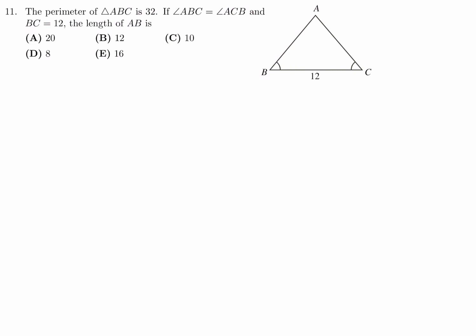The perimeter of ABC is 32, angle ABC equals angle ACB, and BC is 12. The length of AB is. This angle is the same as that angle, and therefore that side will be the same as that side, making that an isosceles triangle. The perimeter is 32, so if this side, let's say, is y, and that side is y, that means that 2y plus 12 is equal to 32. So solving for y, we get 2y is equal to 20, and therefore y is equal to 10. And AB is equal to y, so therefore AB is equal to 10. So number 11, the answer is C.